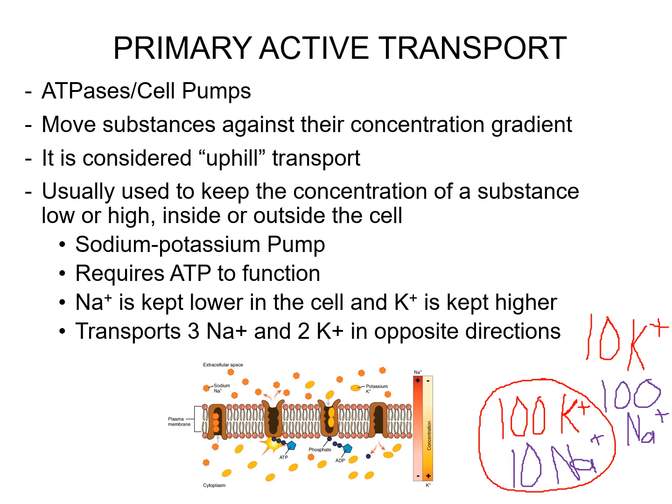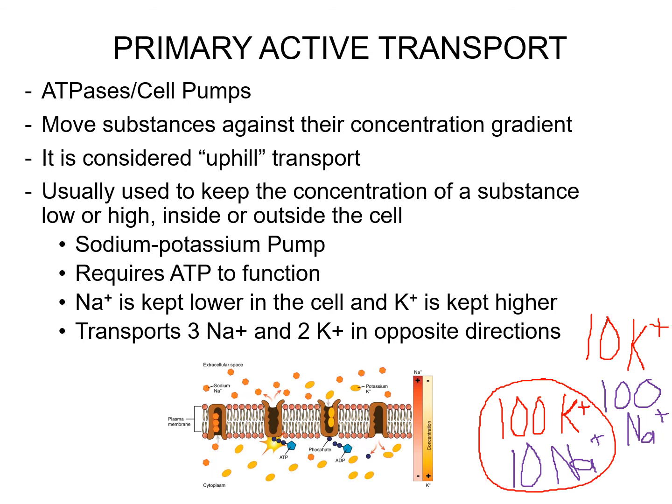Based on what we've learned so far with simple diffusion, we know that these things want to mix and become more in an equilibrium-like state, right? That 100 potassium on the inside wants to move out of the cell and get closer to 50-50. The 100 sodiums outside the cell want to move into the cell to make it more like 50-50. And guess what? That does naturally happen. That's what we talked about. That's what passive transport is.